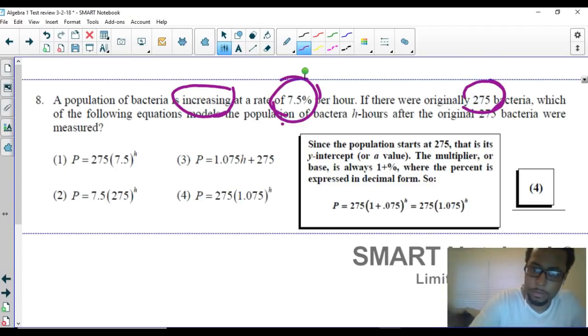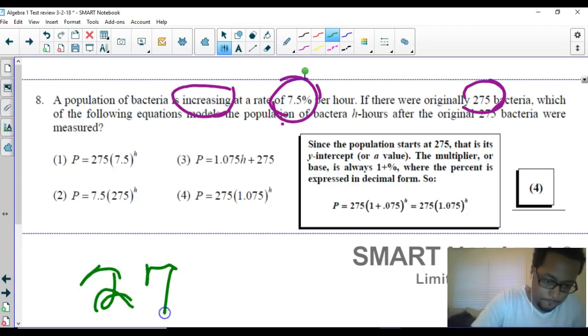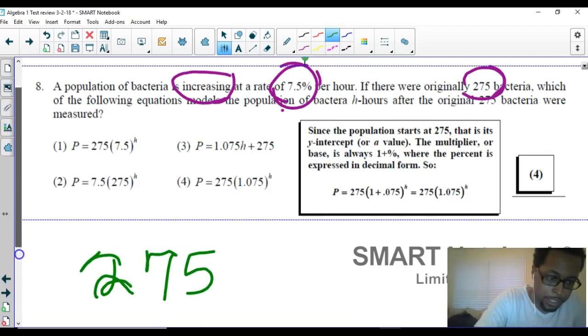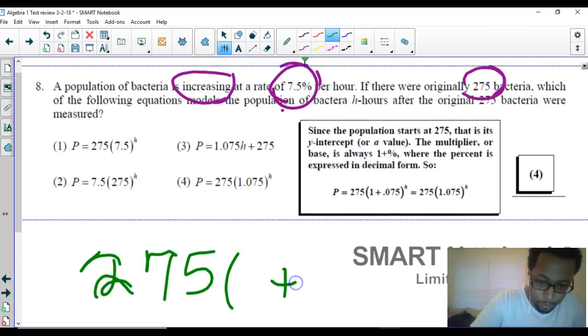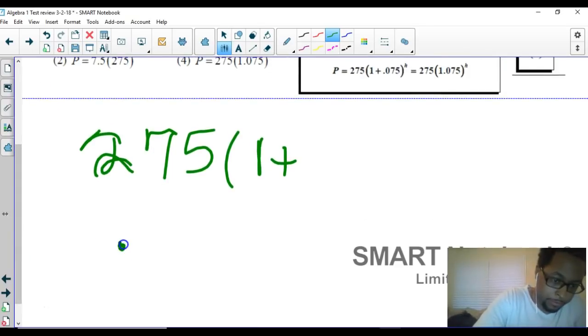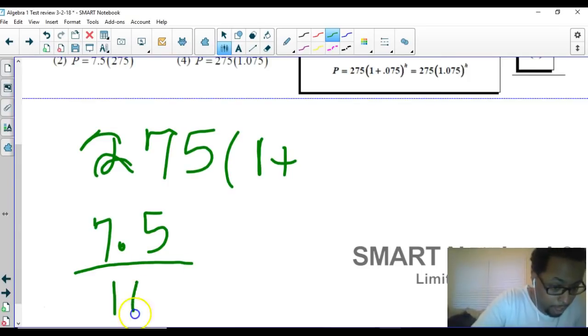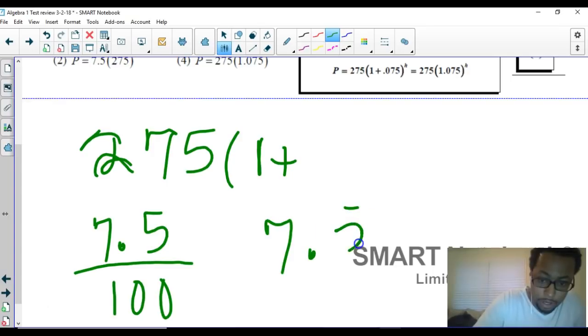So again, it's real similar to the last question. We have our starting amount. Right? Because it's increasing, I know that I'm going to be adding 1. And again, I'm going to take my percent. So 7.5. I can either divide it by 100, or again, since my decimal's here, I can move it over twice. So I'm going to move it over twice, and that is my decimal.